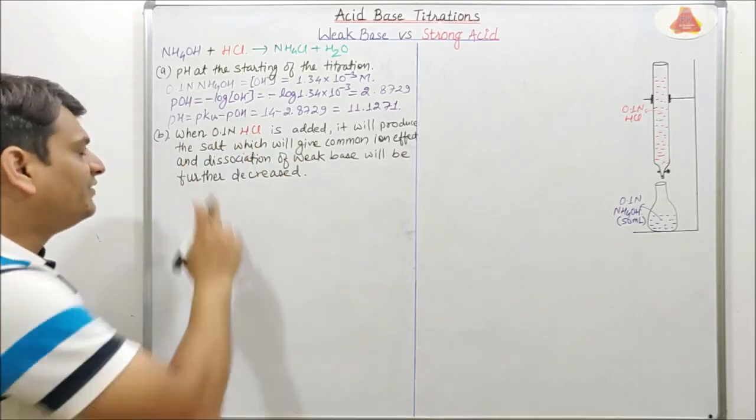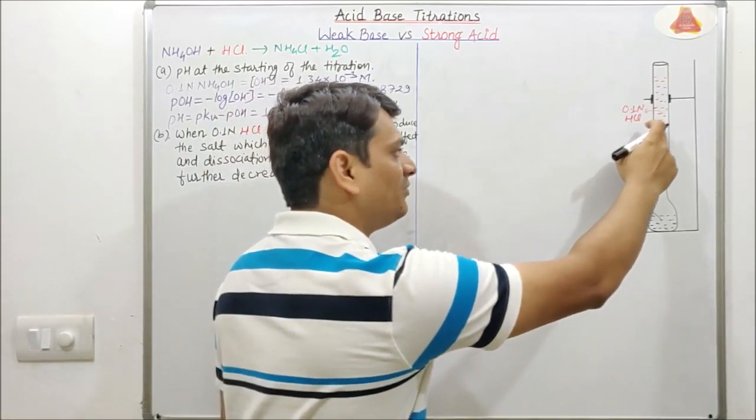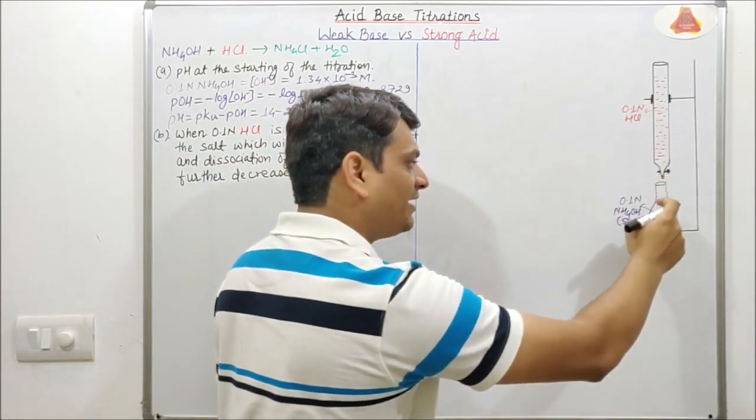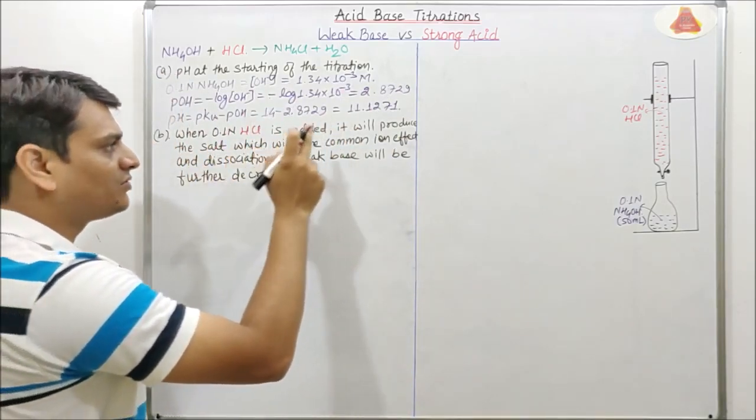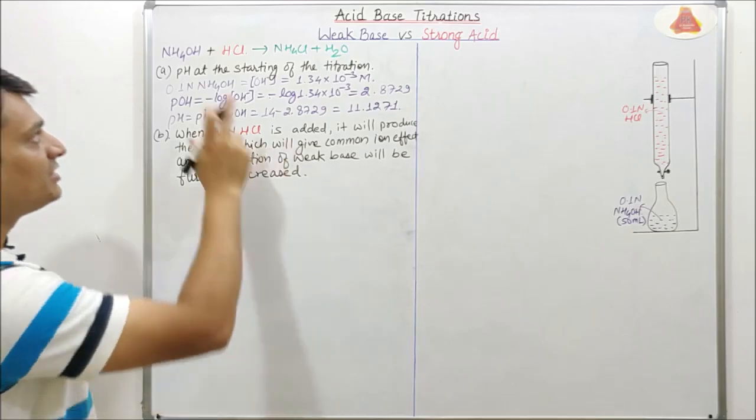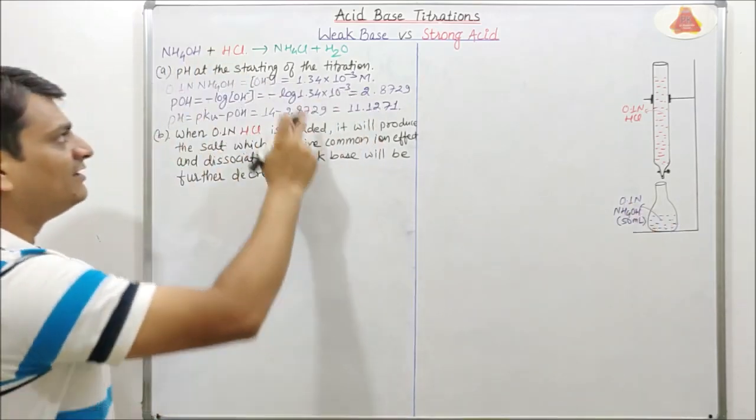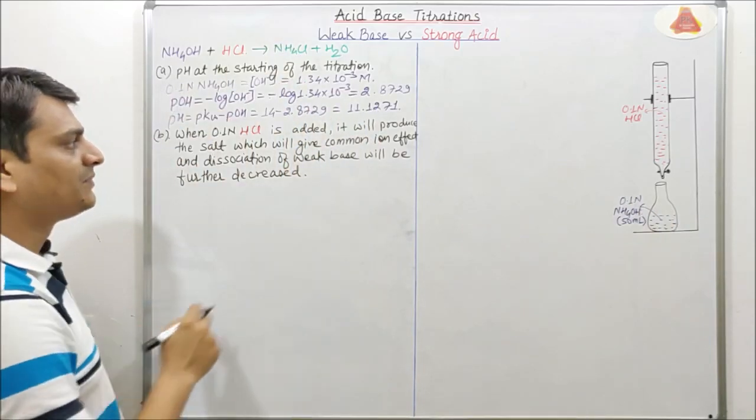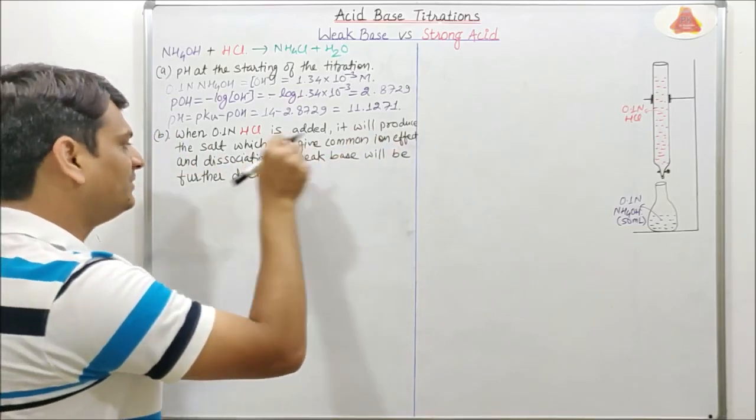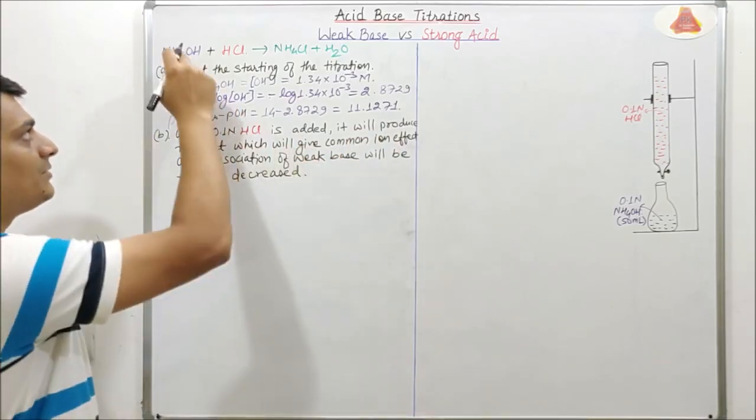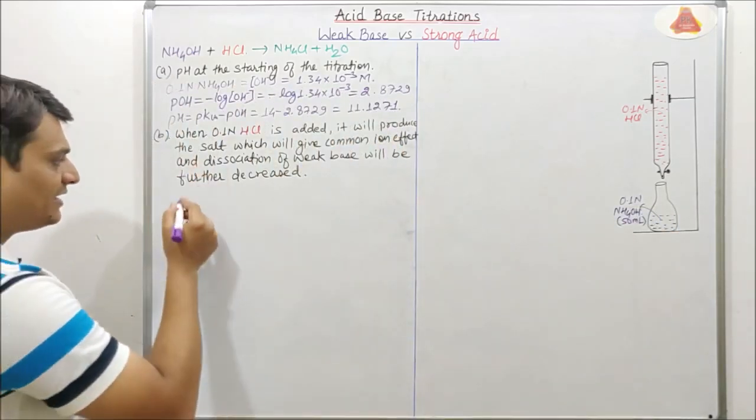Now coming to the second condition. In this condition, 0.1 normal HCl from the burette is added to this conical flask. It will produce the salt, which will give the common ion effect. After reaction of NH4OH and HCl in this conical flask, it gives the salt NH4Cl. So it will give the common ion effect and the dissociation of the weak base will be further decreased.